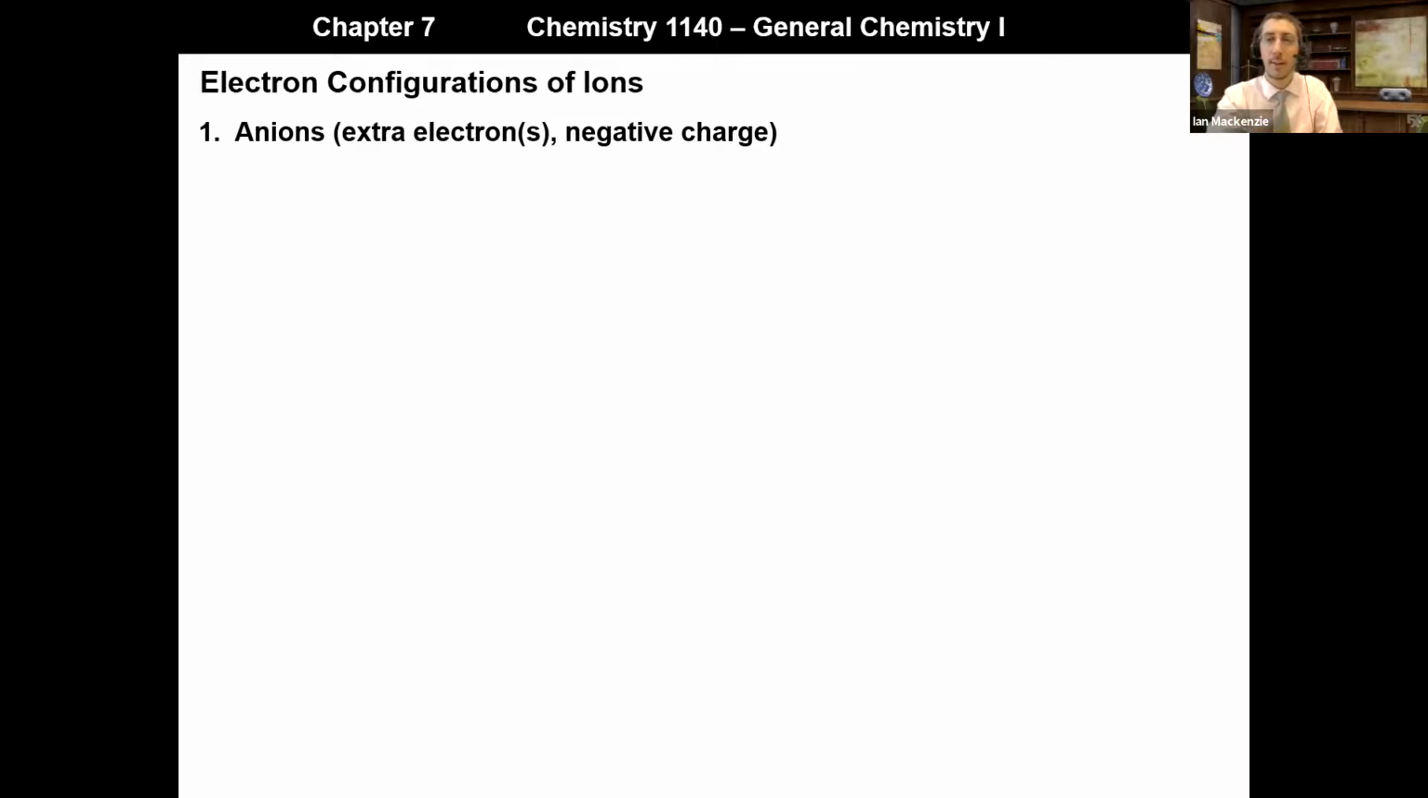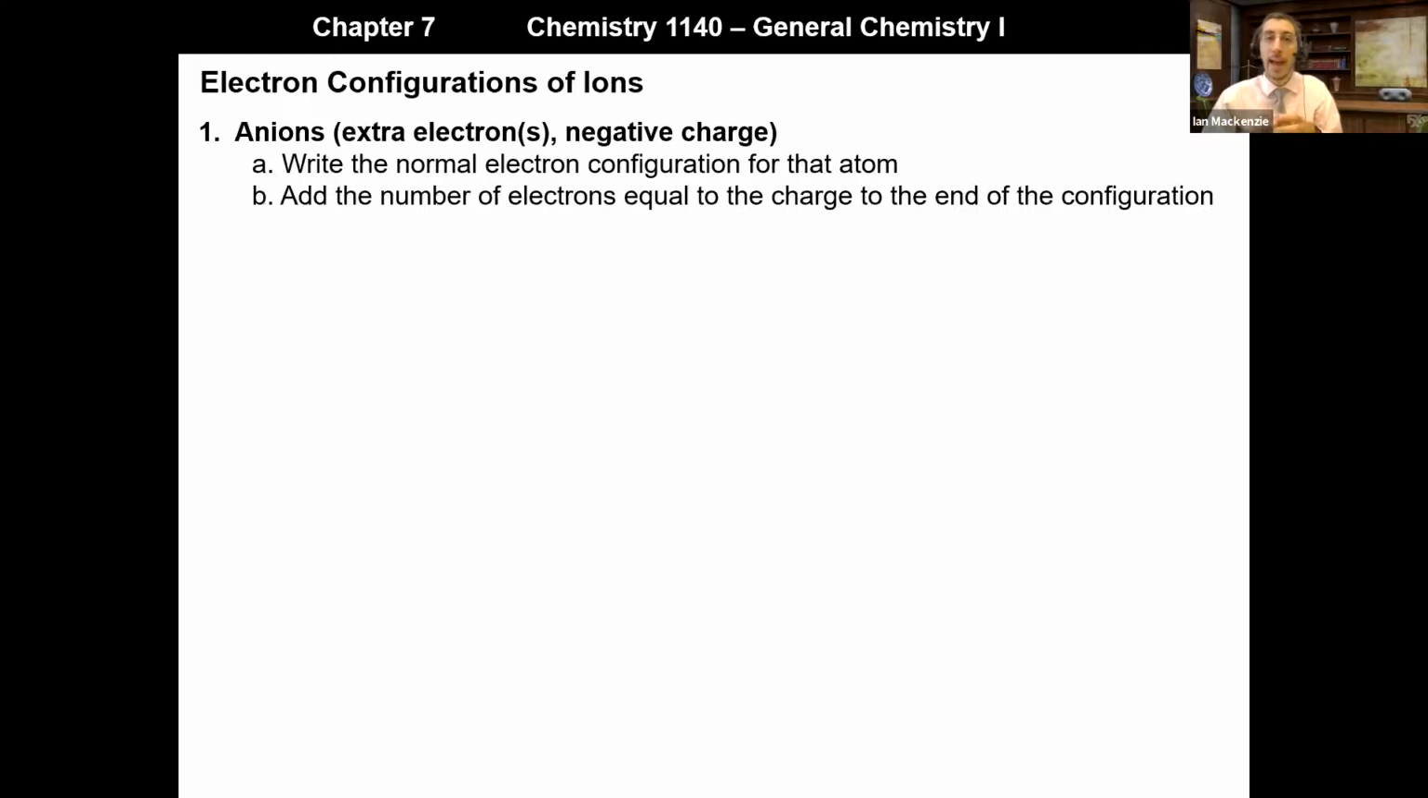And so the first process in this case is just write the normal electron configuration for the neutral atom, and then add the number of electrons that are equal to the charge to the end of the configuration. So what does this look like? Well, let's do maybe N3 minus as an example. But first, we would just write the electron configuration for nitrogen. That's helium, 2s2, 2p3. And then we're going to add the number of electrons equal to the charge. So we add 3 electrons to it to give it a 3 minus charge.